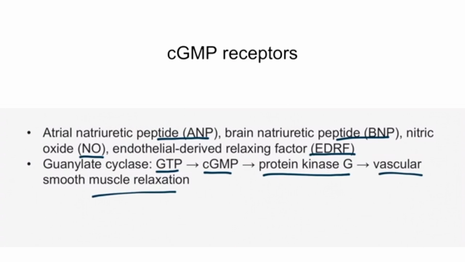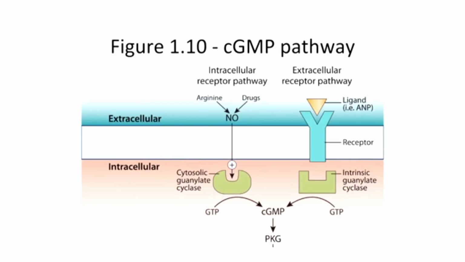Let's pull up a figure to make this clear. This is figure 1.10, which outlines the normal second messenger pathway involving cyclic GMP. This is the extracellular space and the intracellular space.